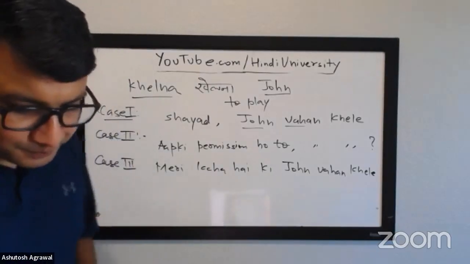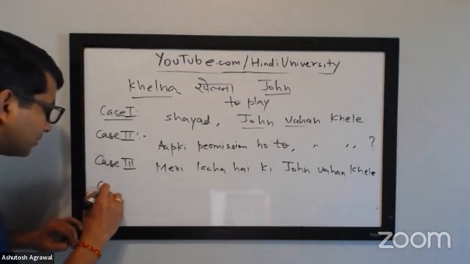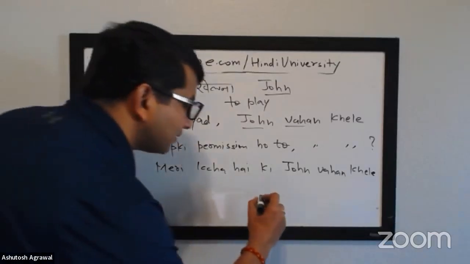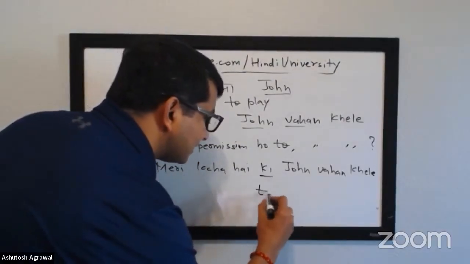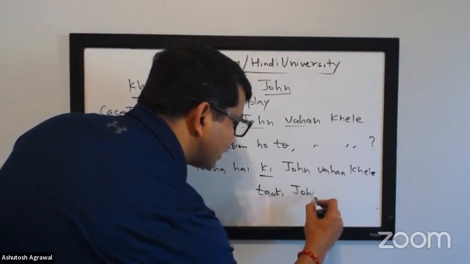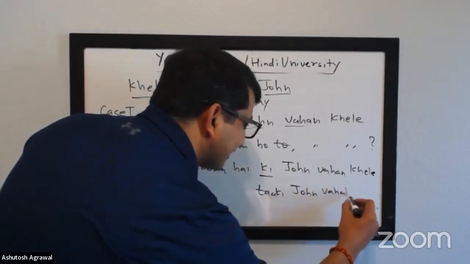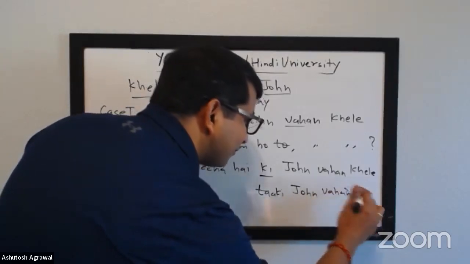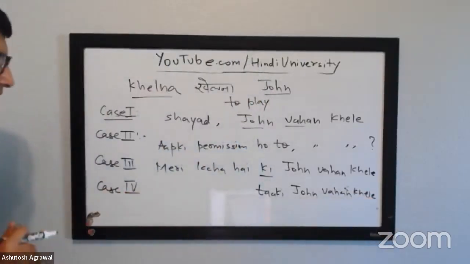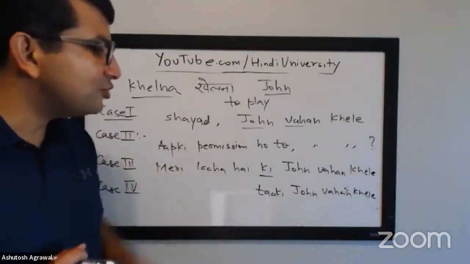Okay, now case number 4. Case number 4 was, remember, "so that." It's ki, now it's taki. Taki, let me make it easy for you. Taki John wahan khele. What is the first part? You can write it down. Let's say Nandini ji. Taki John wahan khele.